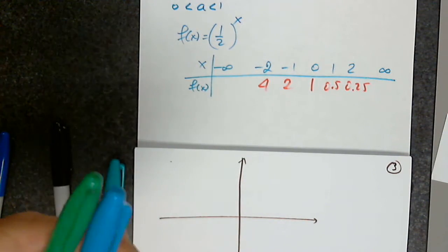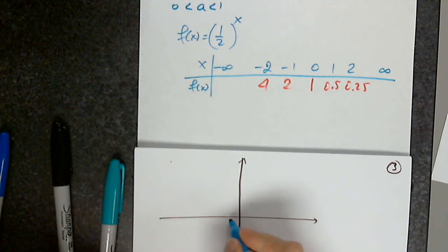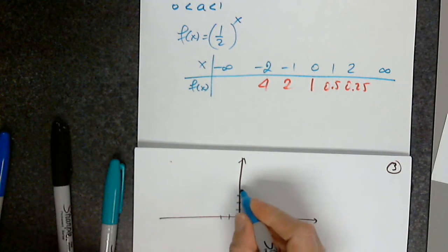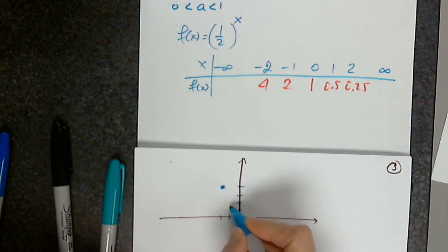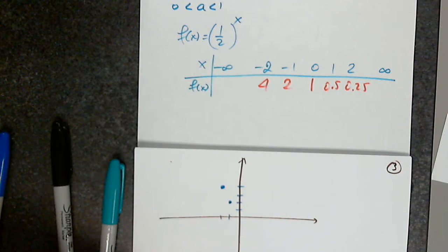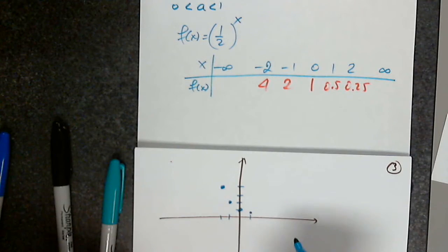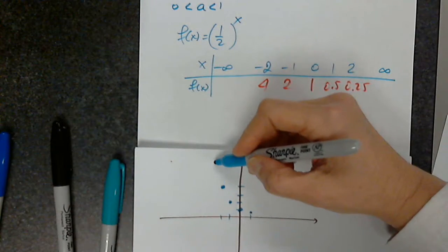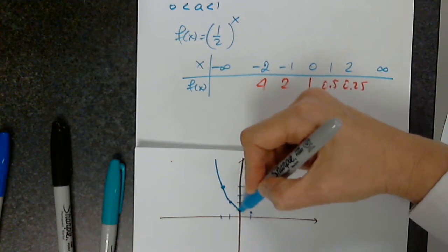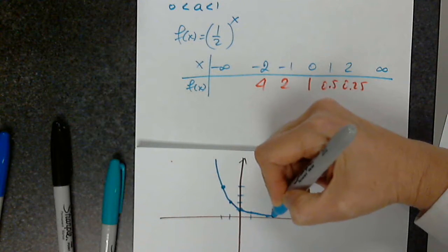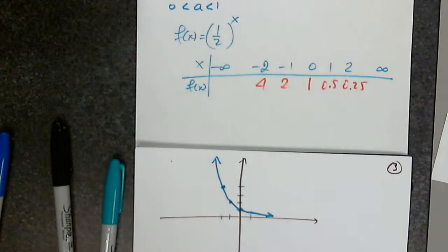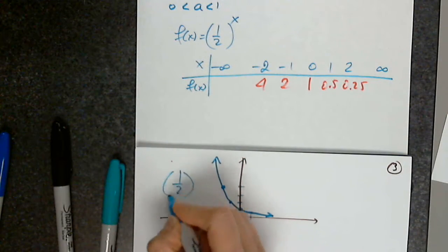First ordered pair, -2, 4. Next one, -1, 2. Next one, 0, 1. 1, 0.5. And I got the picture. This is the graph of 1/2 raised to the x.